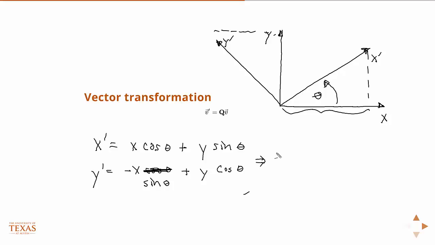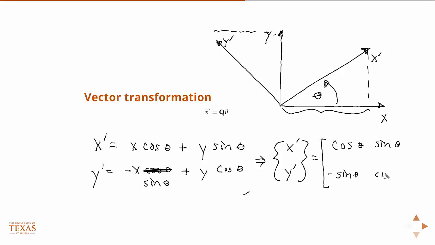Okay. So now let's just write this in our matrix notation. So this is just two equations. We can write them like this. x prime, y prime is equal to cosine theta, sine theta, minus sine theta, cosine theta, times x, y. Okay? So that's just in matrix notation.